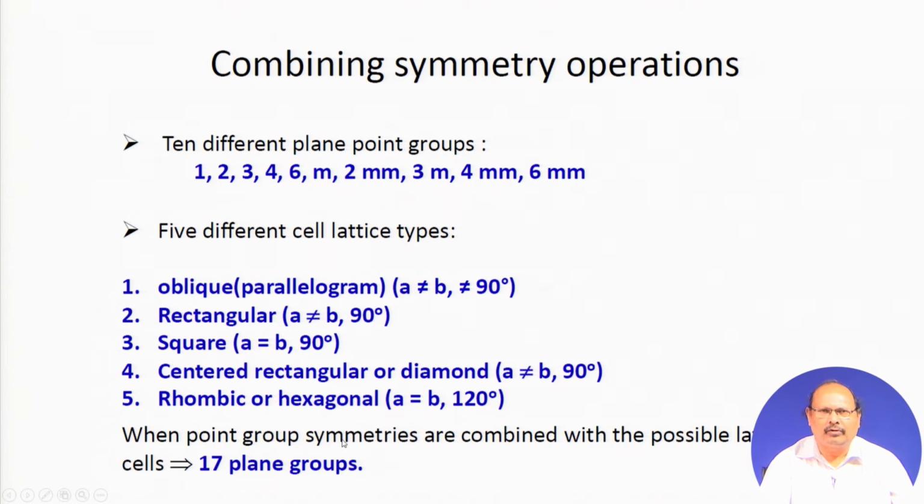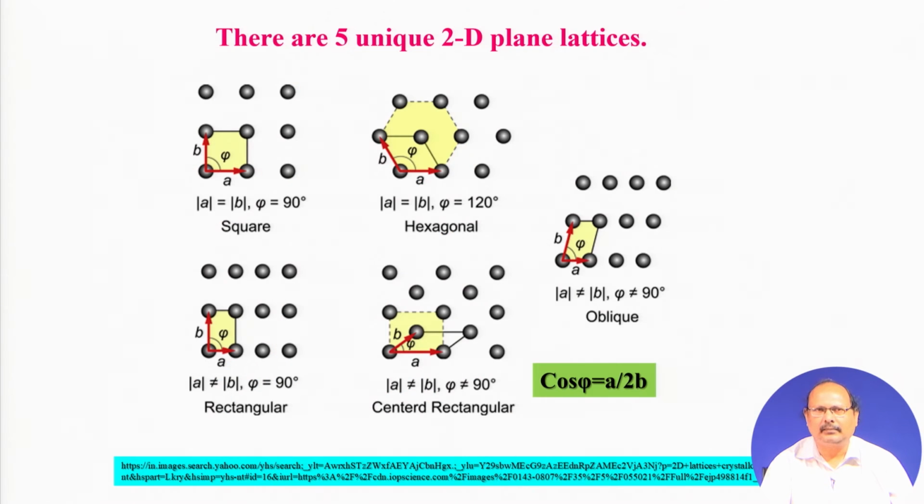When these point groups of symmetry are combined with these 5 types of lattices, they generate the plane groups. We call them two dimensional space groups. There are 17 types of planar two dimensional space groups. Let us see in some more detail these 5 types of two dimensional plane lattices.